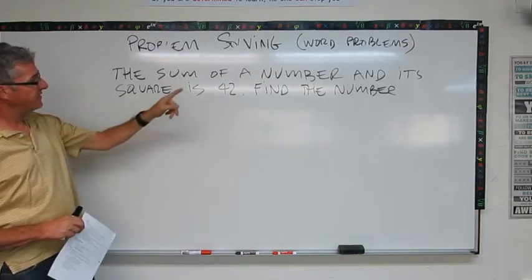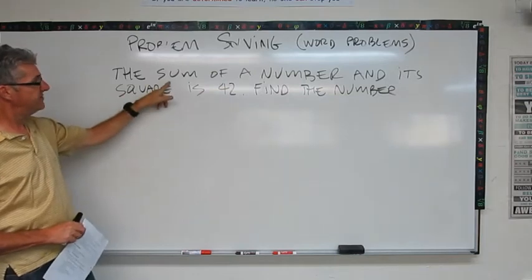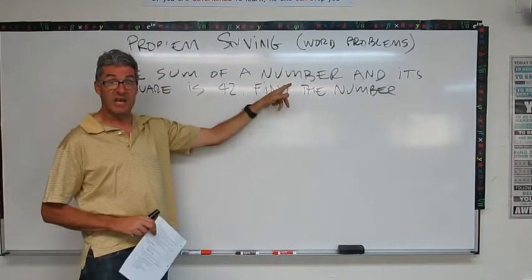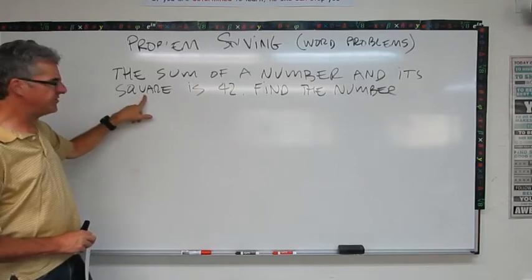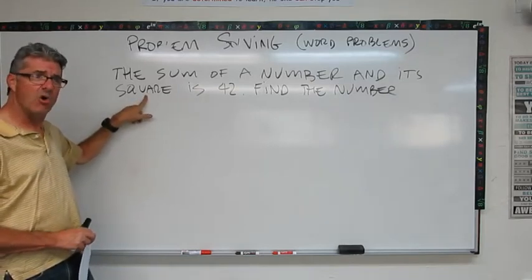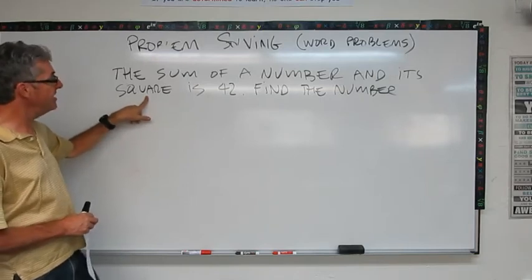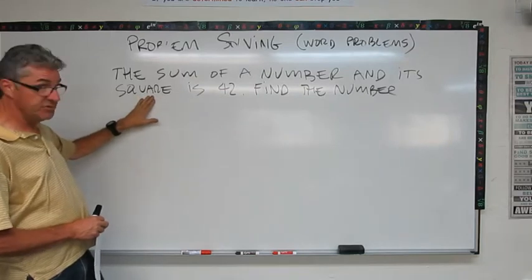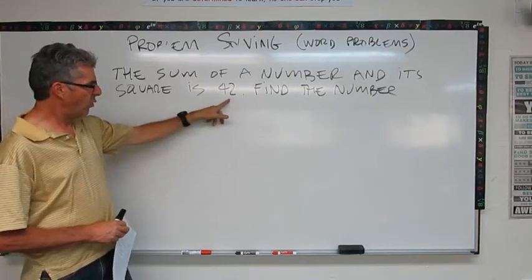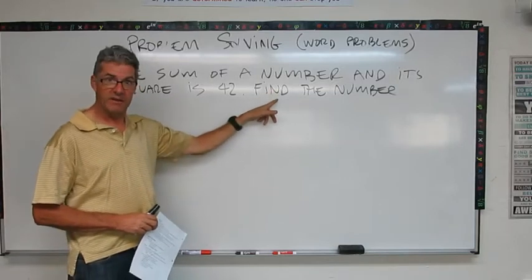Let's see. I've got this number, the sum of a number. Sum means I'm going to add this number to something else. Let's read again. And its square. The square of the number, what's that? That's when I square it, like 4 squared is 16. So if I add its square to that number, I'm going to get 42. And they want me to find the number. Okay, I can do that.